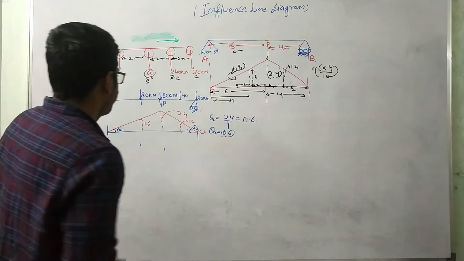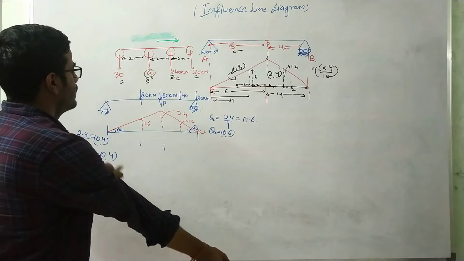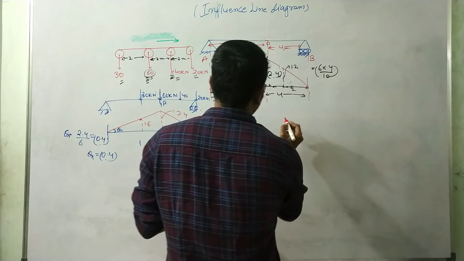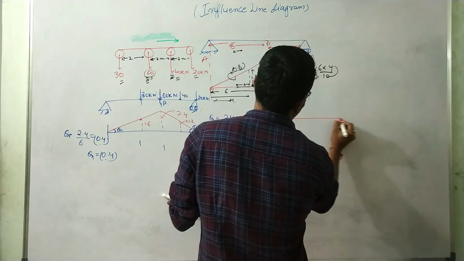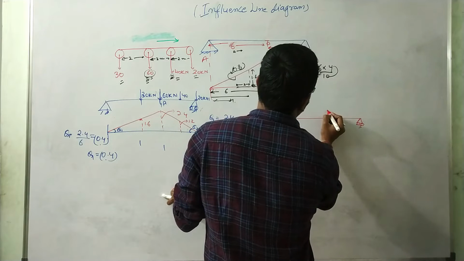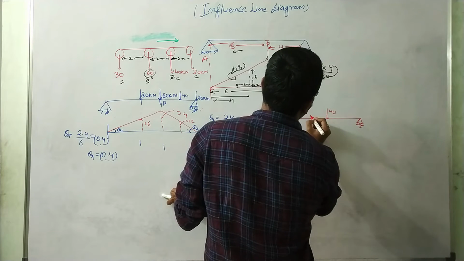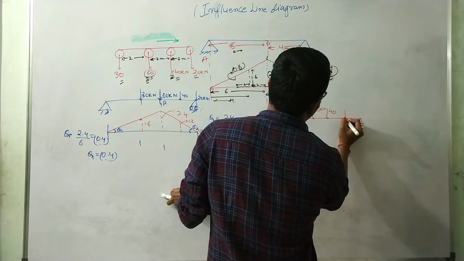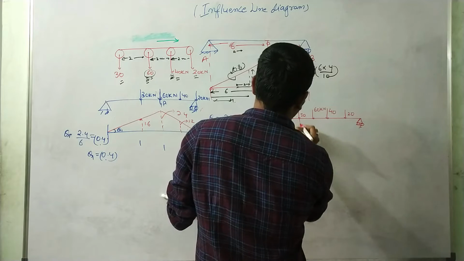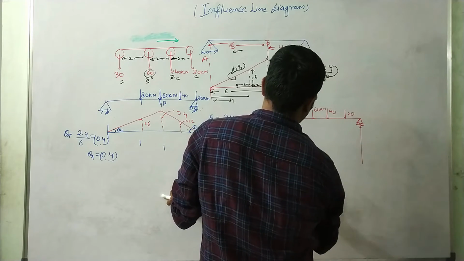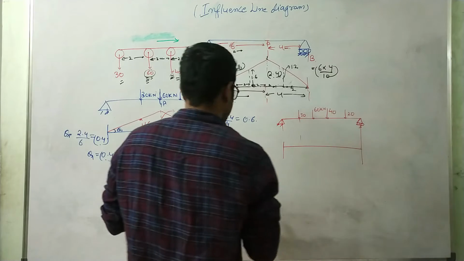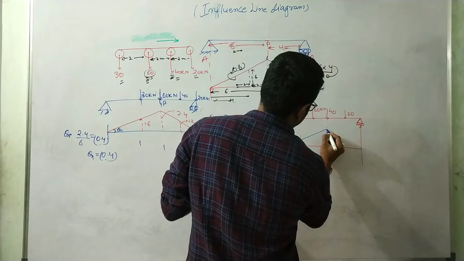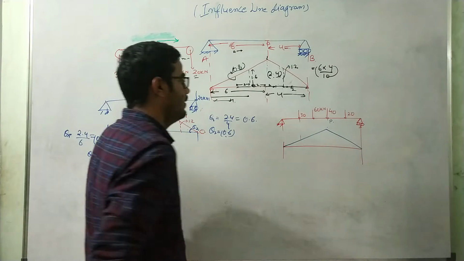Okay, now let us suppose our previous condition, where we have assumed that 40 kilonewton load is acting at a point, 4, 60 kilonewton load and then 30 kilonewton load, and here 20 kilonewton load is acting. And this was our influence line diagram. This is our point P, right?